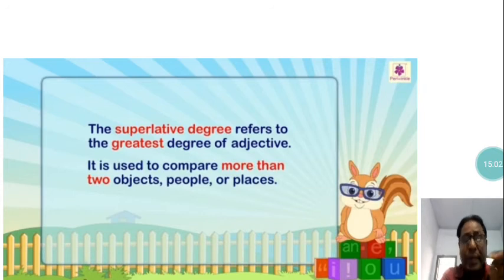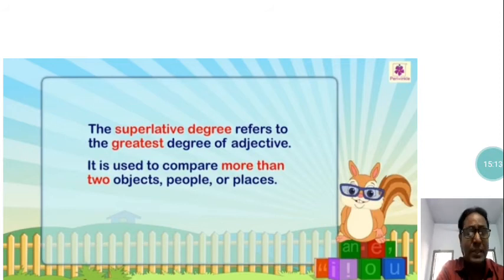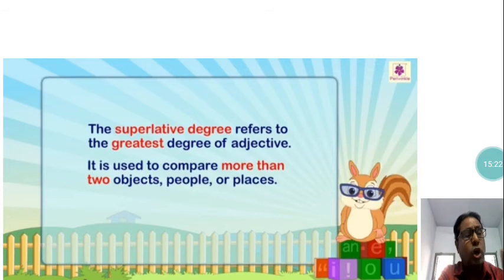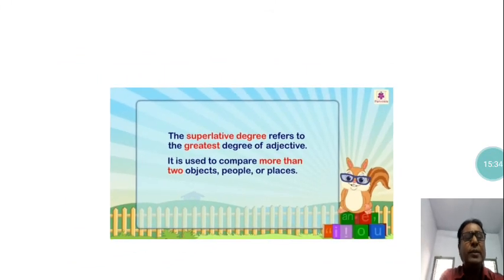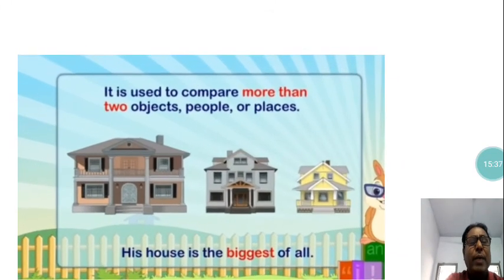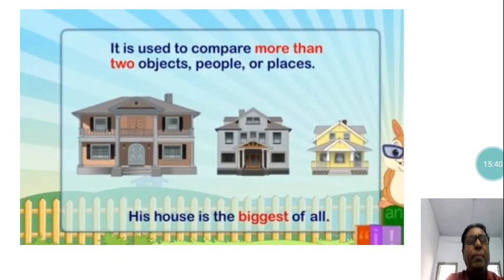In the earlier comparative form, we learned that the comparative degree is used when you are comparing only two people, two objects, two places. And in the superlative degree, we use it to compare more than two objects, people or places, not just two. So this is the difference between comparative and superlative.